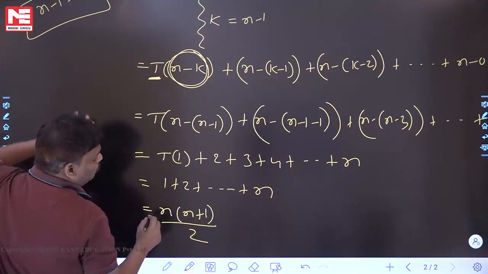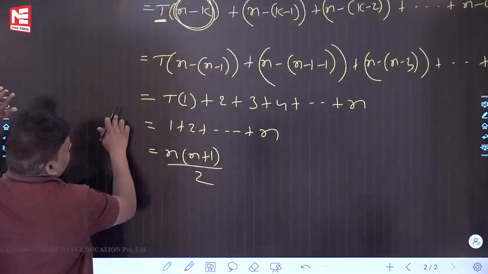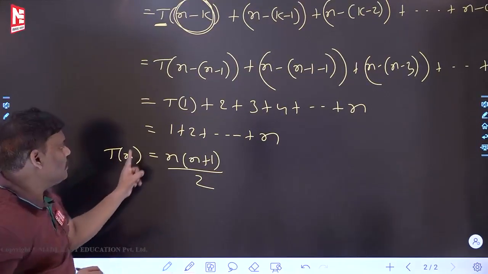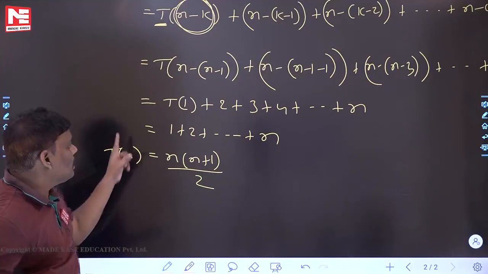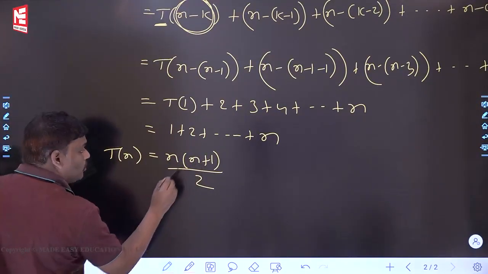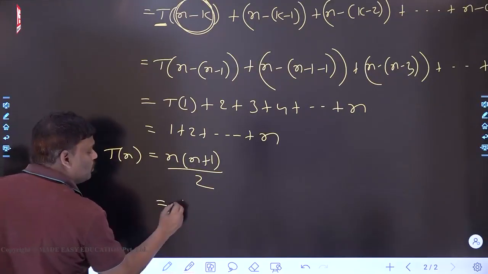So if you forget about the small thing, can you help me with one small line now? This is Tn. What is the Tn exact answer? Tn exact answer is this. Please be careful, Tn is this much. If this much, this can be written as big O of n square.